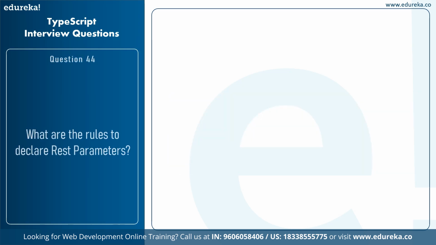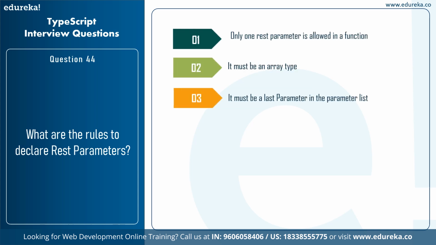Moving on, what are the rules to declare REST parameters? While declaring REST parameters, you need to follow certain rules. Only one REST parameter is allowed in a function, and it must be of an array type. And finally, it must be the last parameter in the parameter list.